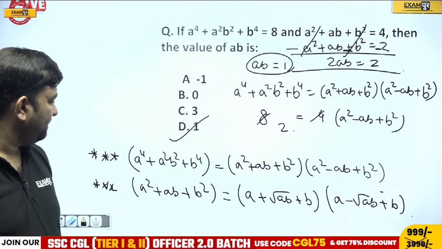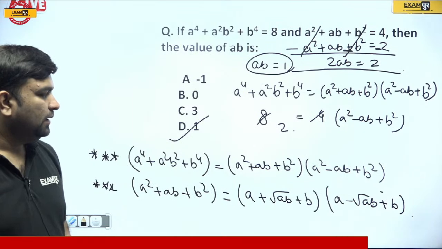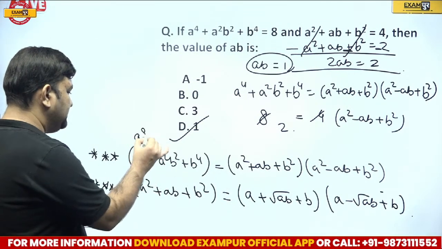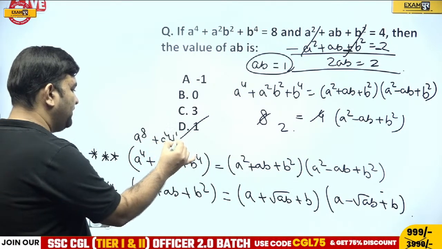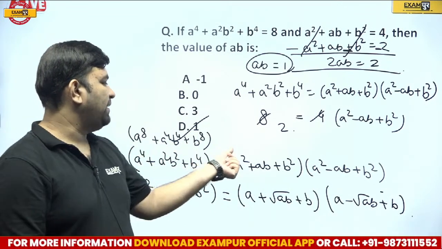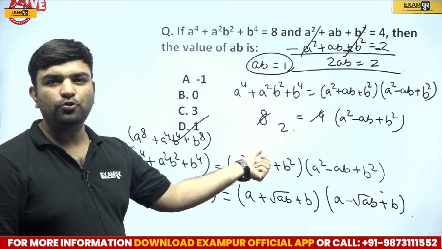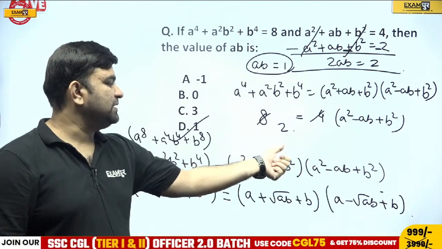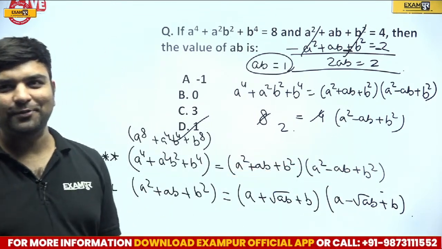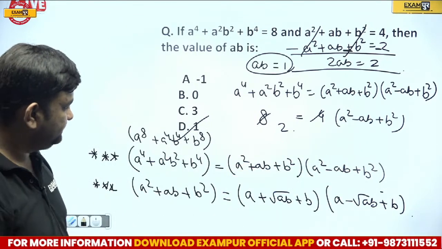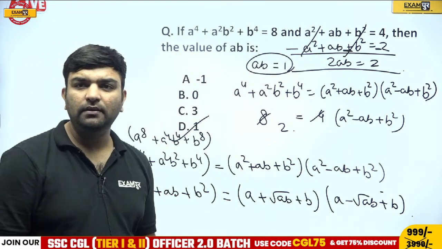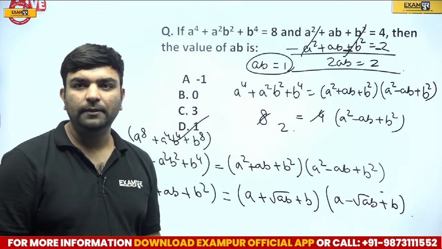I think hereafter, you can write the formula for a to the power 8 plus a to the power 4 b to the power 4 plus b to the power 8 as well. Obviously, guys, a to the power 4 plus b to the power 4 plus a square b square, times a to the power 4 plus b to the power 4 minus a square b square. What happened? Sai, what happened, dear?